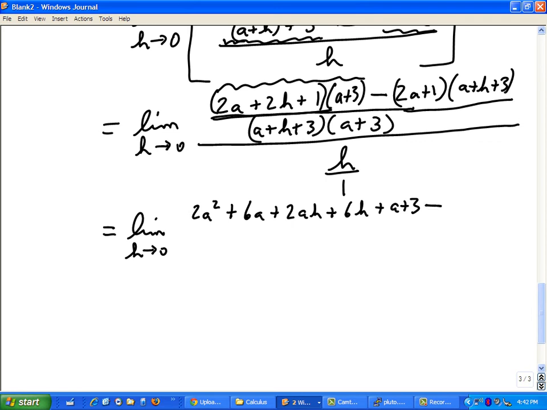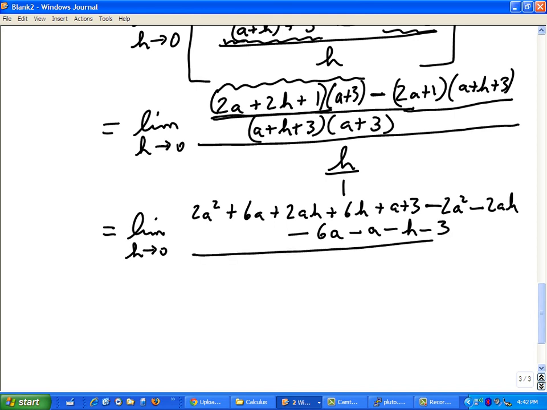So it's 2a times a, 2a squared. And we're going to have minuses everywhere. Minus 2ah, continuing, minus 2a times 3, which is 6a, minus a, 1 times a, minus 1 times h, minus 1 times 3. And that whole thing is divided by a plus h plus 3, a plus 3, h. That came from flipping this and multiplying by it. So the h ends up on the bottom.